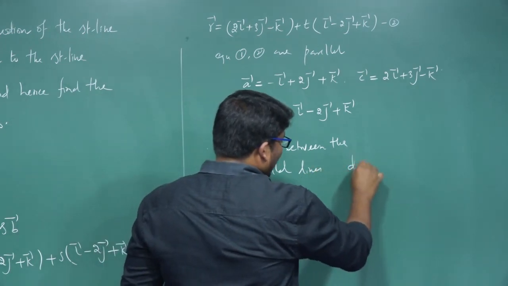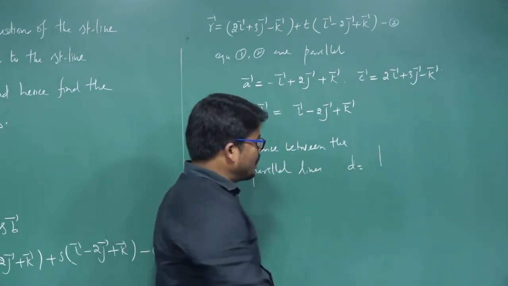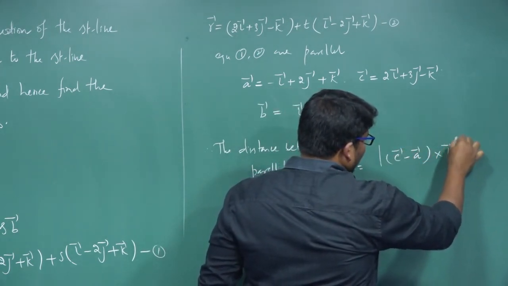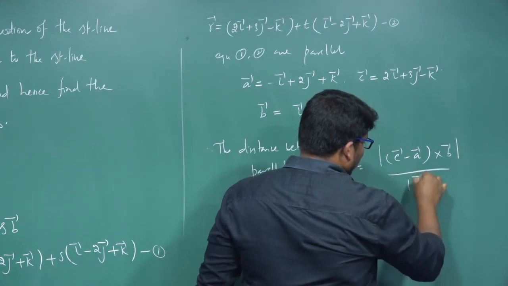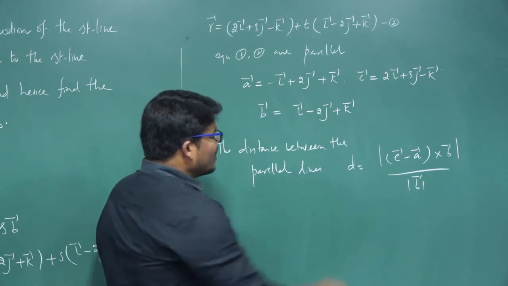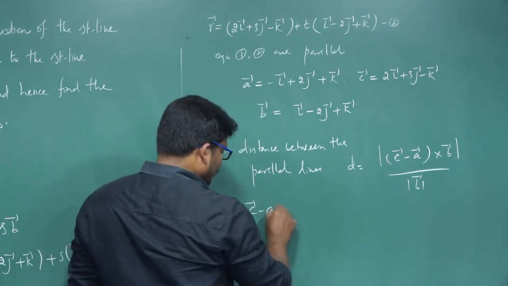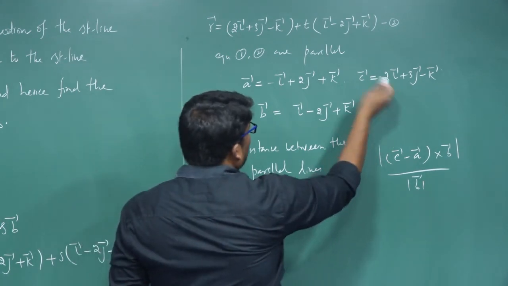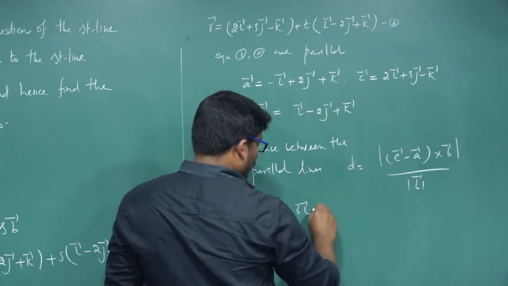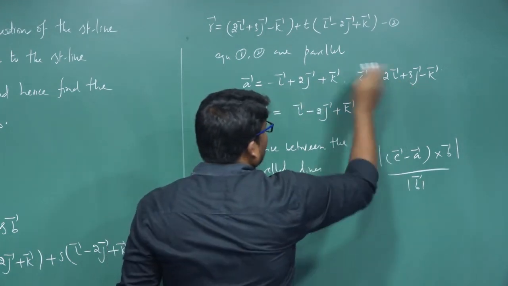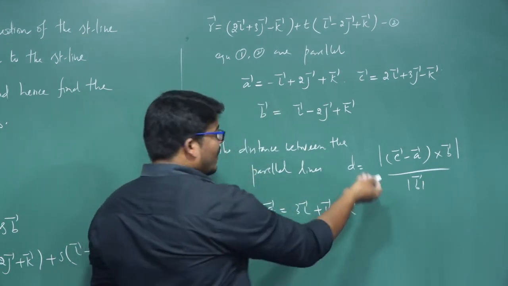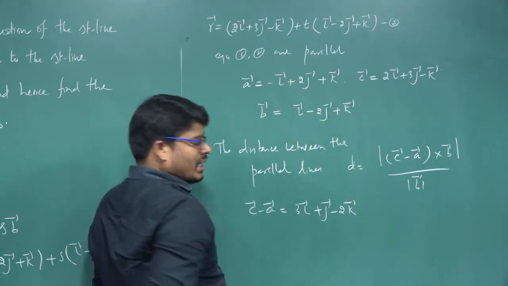Already you know the distance between the parallel lines, D equal to modulus of C vector minus A vector cross B vector by modulus of B vector. First, now find C vector minus A vector. C vector minus A vector equal to C minus A: 2 minus minus 1 plus 1 is 3i vector, 3 minus 2 is 1 j vector, next minus 1 minus 1 is minus 2k vector. The next one, B vector, already we know B vector is i vector minus 2j plus k vector.